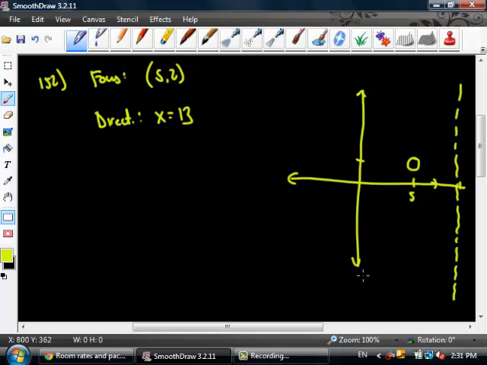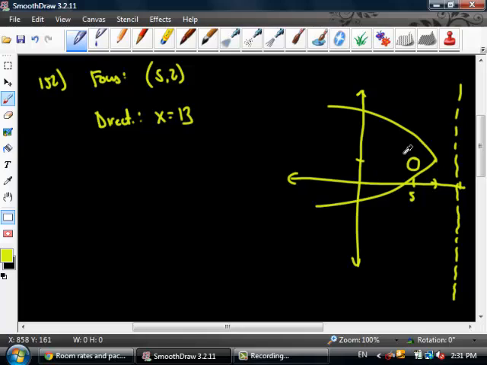Now, let's use some sense. What is the only direction that this parabola is allowed to open? Noah, do you know which way this thing can open? Got to be to the left, right? So it's going to do that. Do we agree? Okay.